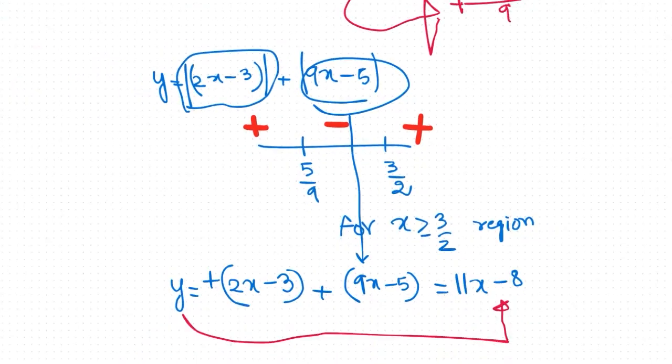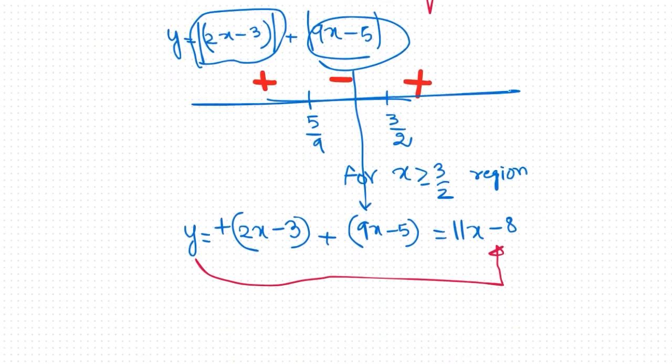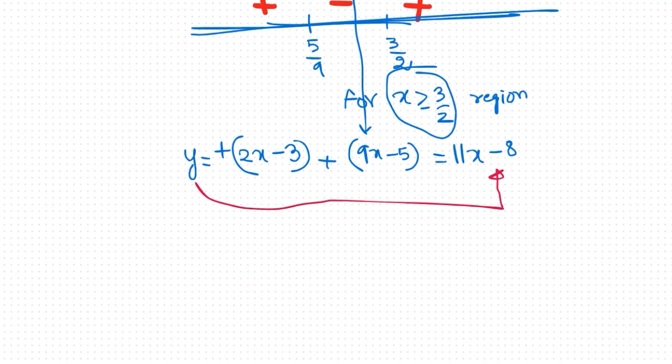See, first things first. Do you understand this? When you plot these critical points on the number line, 5 by 9 and 3 by 2, for the extreme right, you start with the positive sign. So both absolute values open up with positive sign. So plus 2x minus 3 plus 9x minus 5 as it is. That gives us 11x minus 8. This is for this region, okay? For x greater than or equal to 3 by 2 region, graph behaves as if it was this line 11x minus 8.